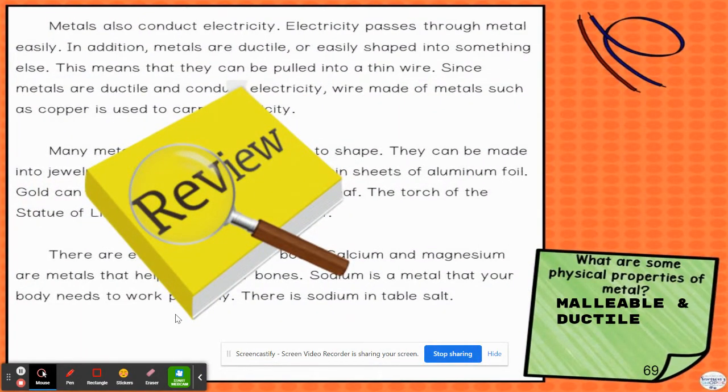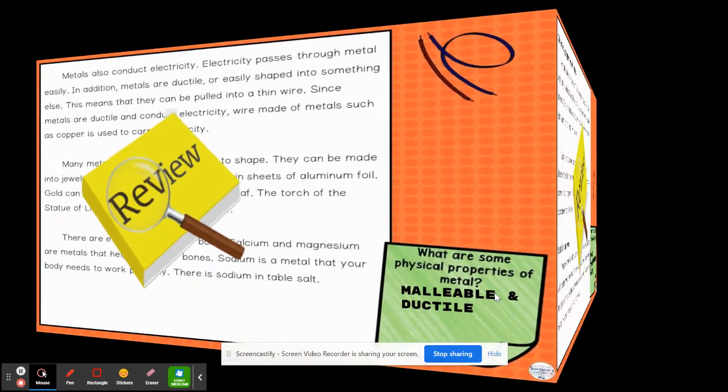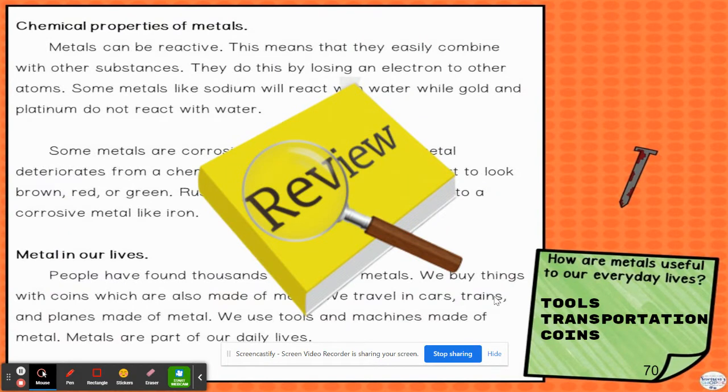Continuing on, some physical properties of metals are they're malleable, meaning they can be hit with a hammer and flattened into a sheet, and they're ductile. They can be pulled into a wire. Two very important words to know: malleable and ductile. How are metals useful for our everyday lives? They're used in making tools and in transportation, and coins are made out of metal.